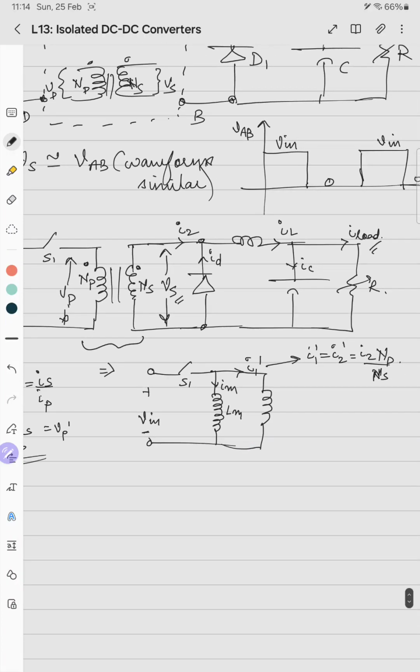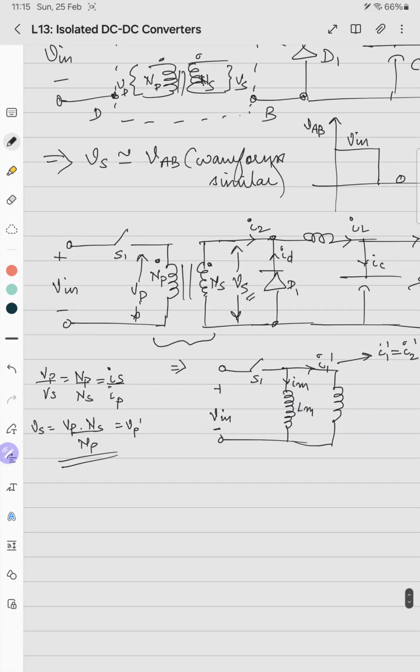So a positive voltage is induced across the secondary terminal Ns, which means that the diode D1 will be reverse biased. So ID will be 0. So whatever is the I2 current, that is nothing but the inductor current. And we are assuming that the inductance is such that it is continuous mode of operation. Means it has some average value governed by the load current, and the ripple flows to the capacitor.